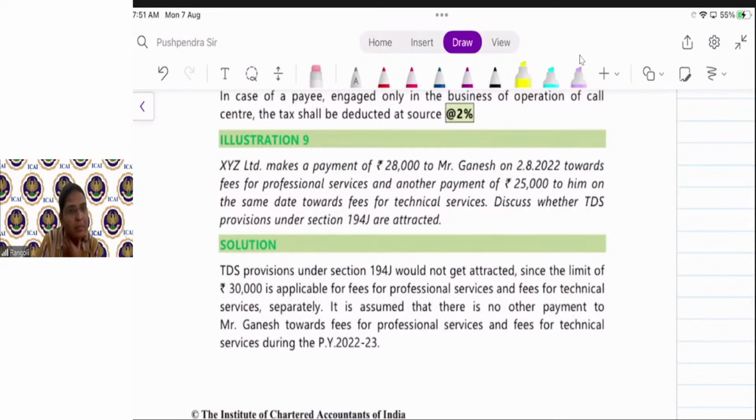So here, my dear friend, the payer is XYZ Limited, so no relaxation is provided. The payment of fees for professional services is 28,000. It is less than 30,000, so TDS is not required to be deducted. Same, fees for technical services 25,000 is less than 30,000, because we need to check the limit of 30,000 separately for each service. For professional services, it is less than 30,000, so TDS is not required to be deducted. For technical service, the threshold is 30,000. In our case, it is 25,000. So no TDS is required to be deducted.